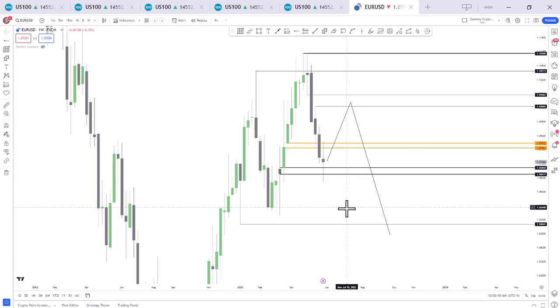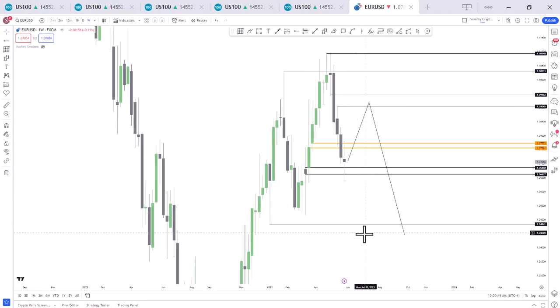This is not prediction. This is just where you want price to react to, because those two levels up and down are draw on liquidity. Those two levels are magnets to price. So what you just want to do is pick price from a level to a level. You want price to trade into this level.